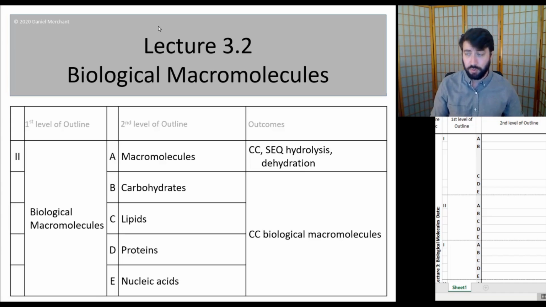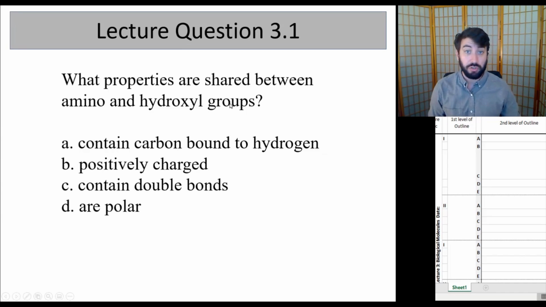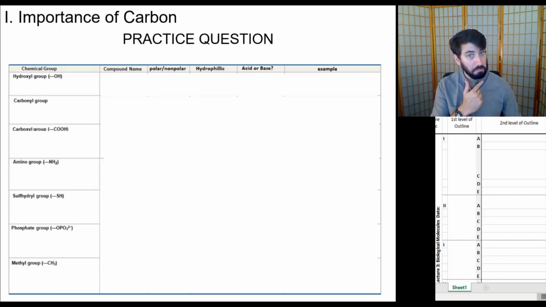But before we get to 3.2, let's do our lecture question 3.1. What properties are shared between amino and hydroxyl groups? Figure out which of these is true. How can we answer this? What could we use to answer this question? Maybe something like this. Fill this out. See you guys in lecture 3.2.